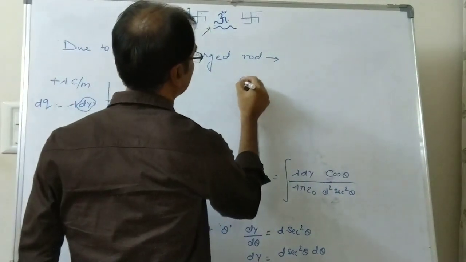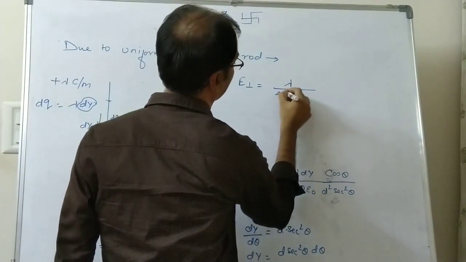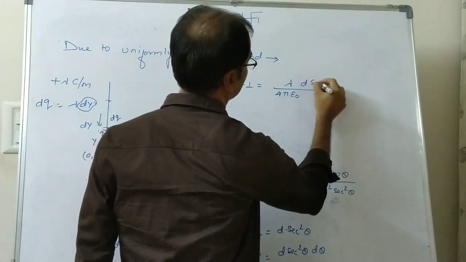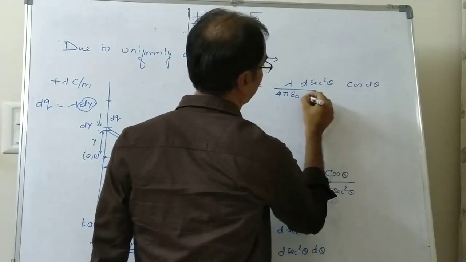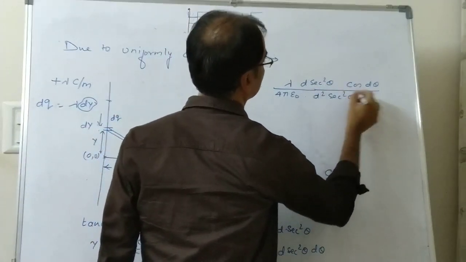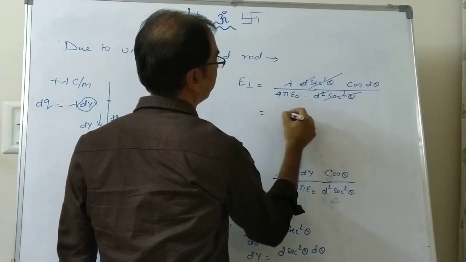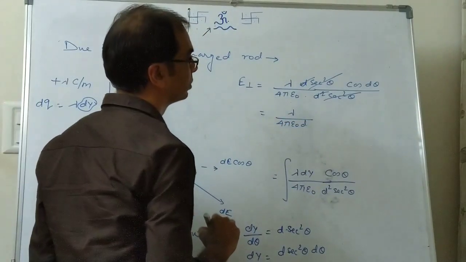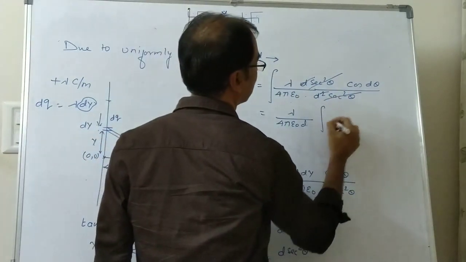So E perpendicular equal to lambda by 4 pi epsilon naught. Then you have dy. Dy is d secant square theta. Okay, then cos theta d theta by d square secant square theta. Secant square theta gets cancelled. This d and d gets cancelled. So what we have? Lambda by 4 pi epsilon naught d. Okay, and integration is also there. So what we are integrating here? Only cos theta d theta.